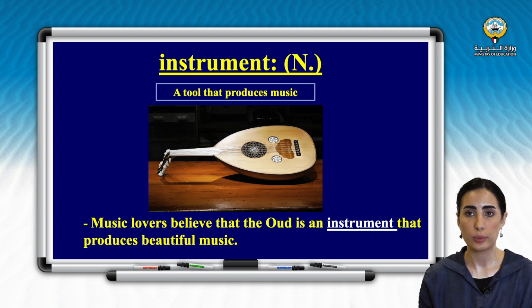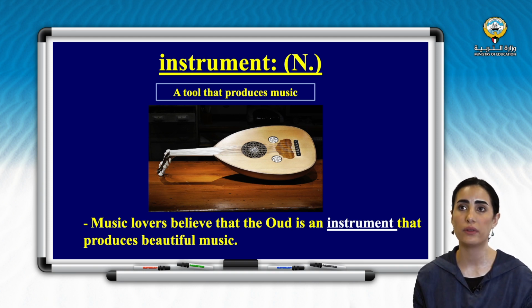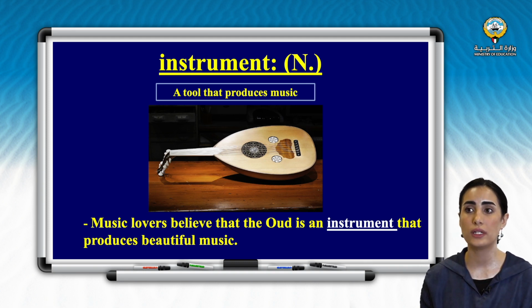Let's look at the example here. Music lovers believe that the oud is an instrument that produces beautiful music. So the oud, as you can see in the picture, is an instrument as well as the piano, the violin and such. So an instrument here is a tool that produces music.